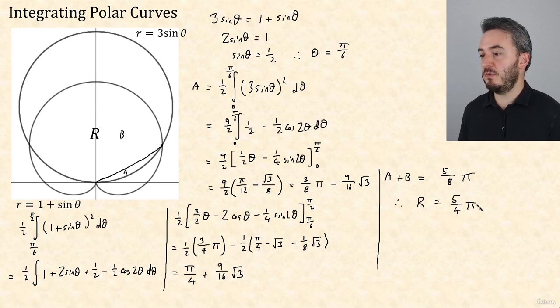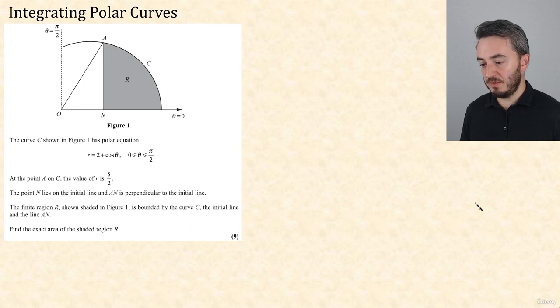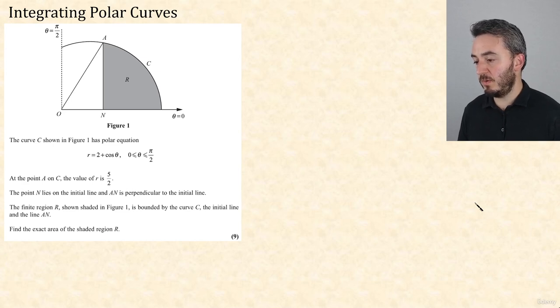Okay, let's have a go at another tricky integration problem. So again, do pause and try this one for yourself first. Let's have a read. The curve C, shown in figure 1, has polar equation r equals 2 plus cos theta. At the point A on C, the value of r is 5 over 2.